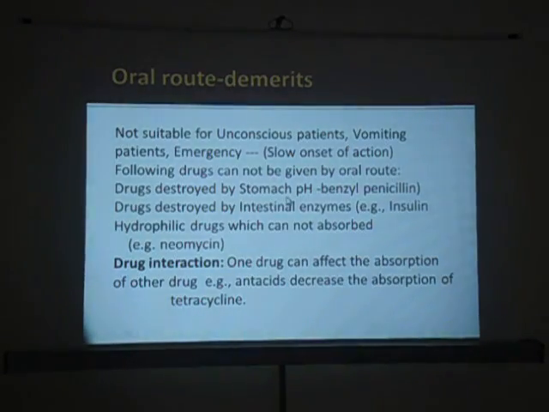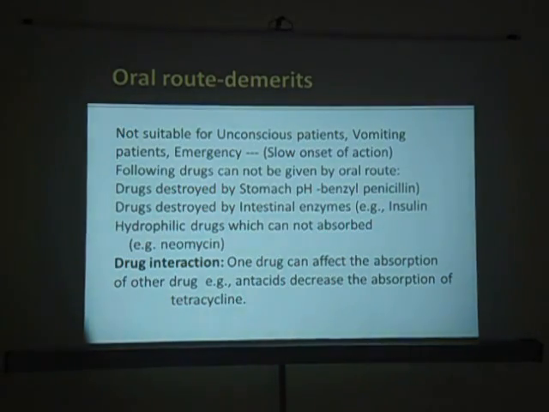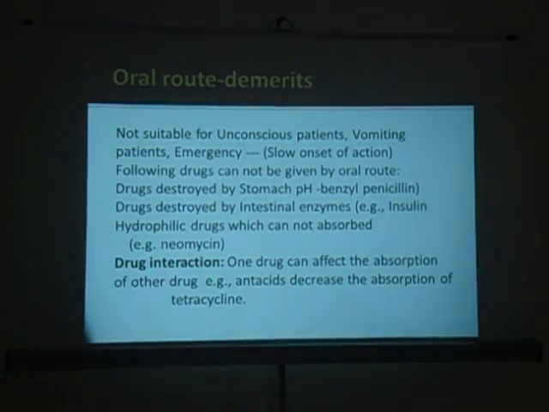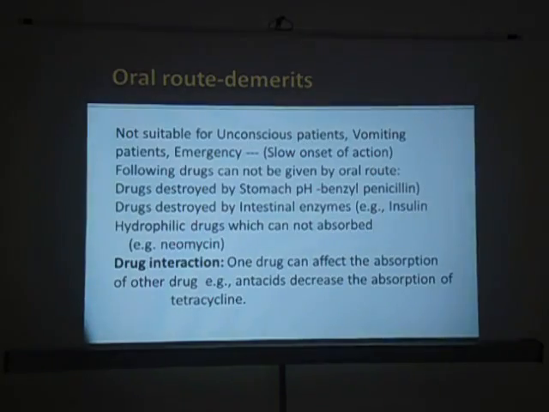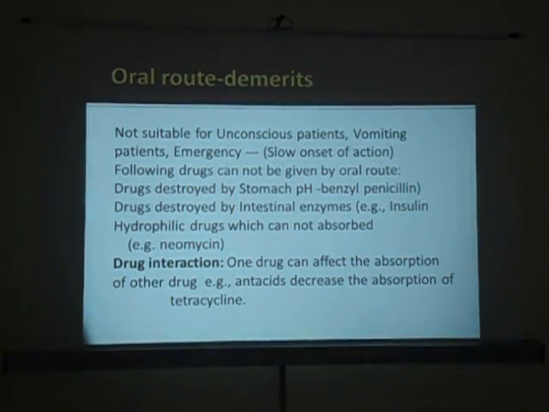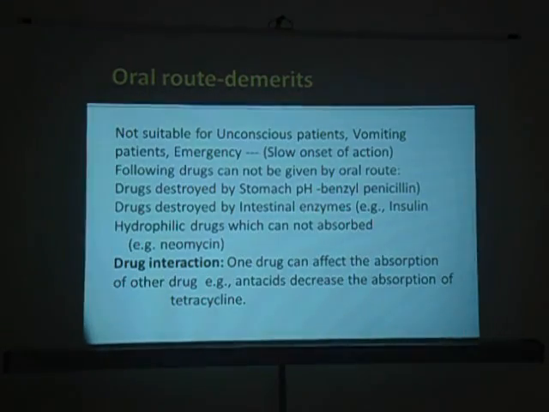Okay, so the following drugs cannot be given. What are those? Those drugs where the GI acidity or the stomach pH, which is around 1 to 3, will decrease their bioavailability. That is benzyl penicillin, which cannot be given. What about peptides? Orally given peptides cannot be used because these peptides can be digested. We have insulin, which cannot be given by oral route. It is destroyed by the intestinal enzymes. Then hydrophilic drugs which cannot be absorbed, such as neomycin. Of course we use such properties for our advantage, but other such drugs cannot be used. Drug interaction is there. For example, if milk or an antacid is taken along with tetracycline, their bioavailability decreases.